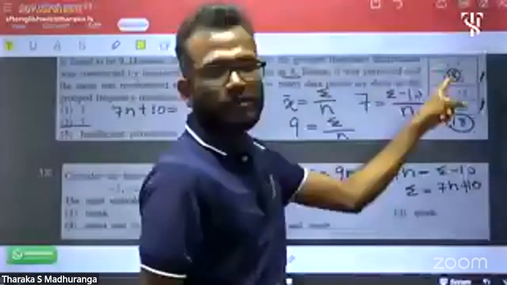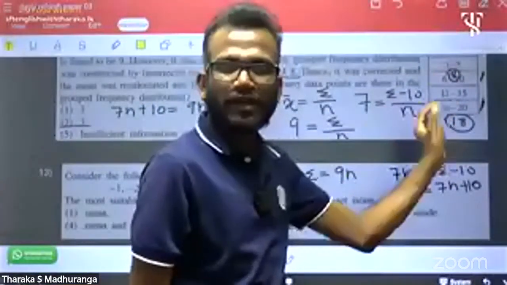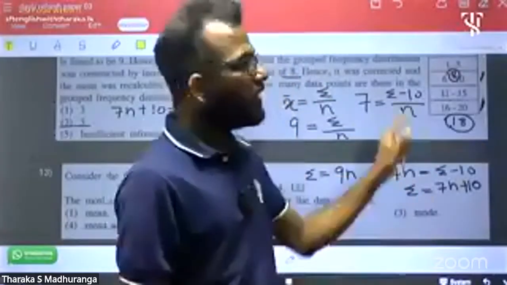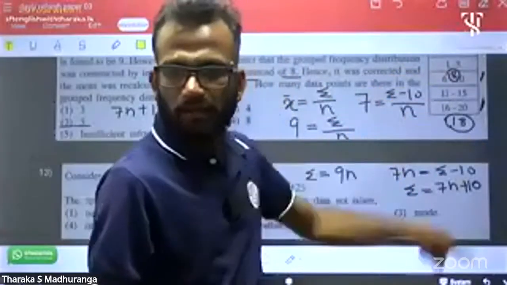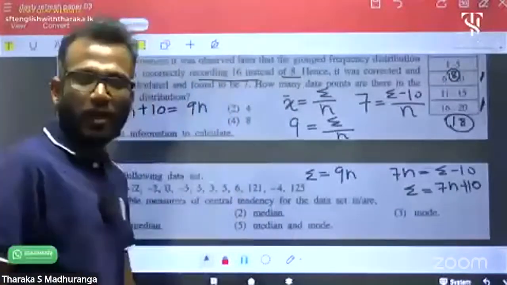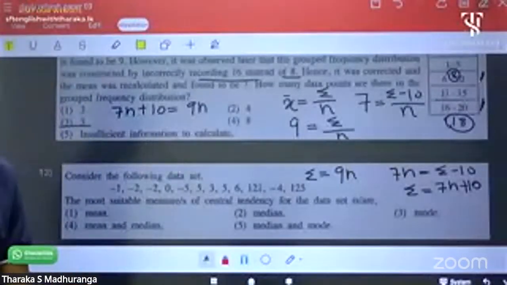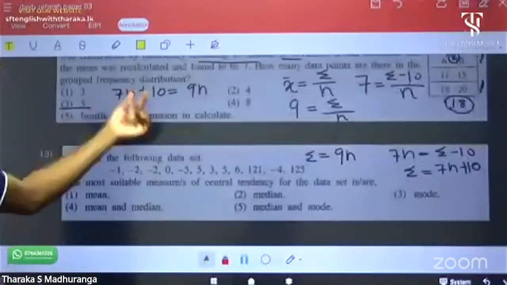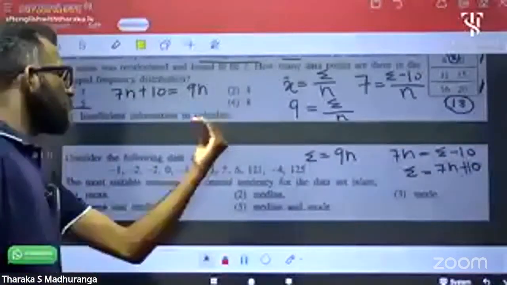Any group frequency distribution's middle value is called the class mark. I got the class mark. Okay, don't think about it now. Saturday we can discuss. This one you can calculate.